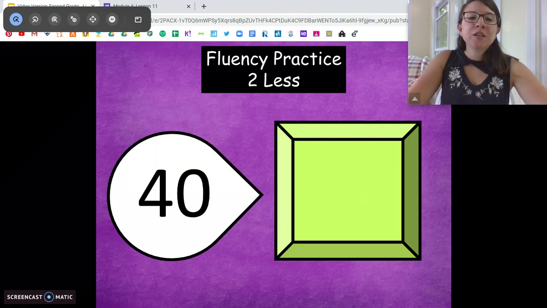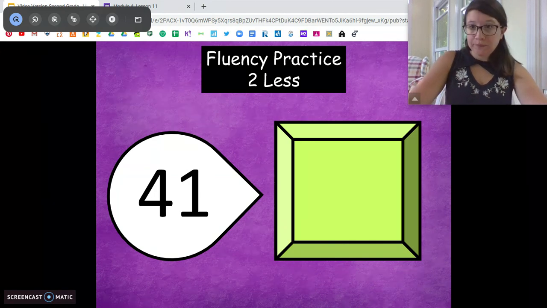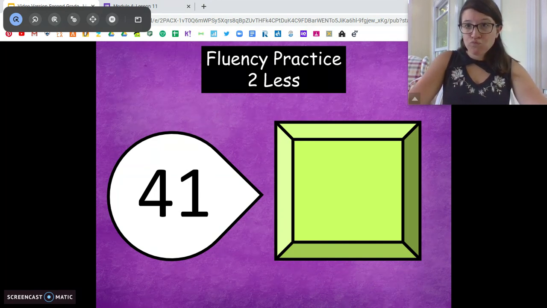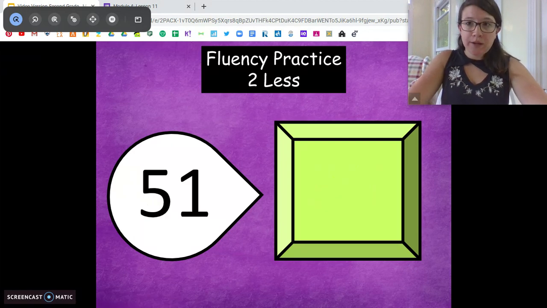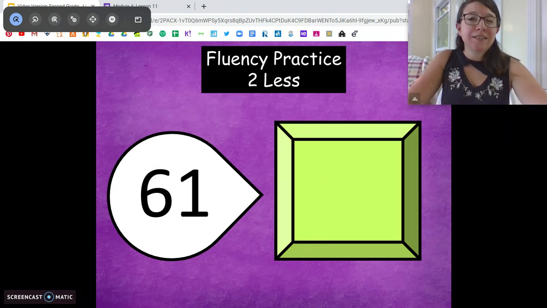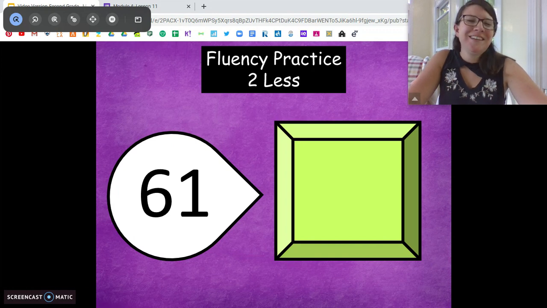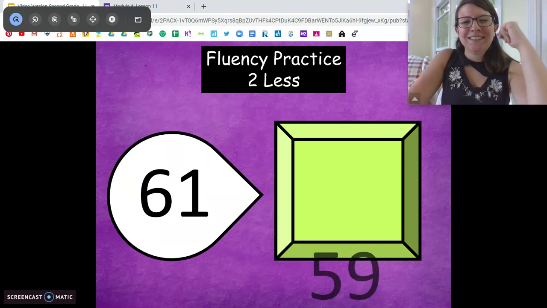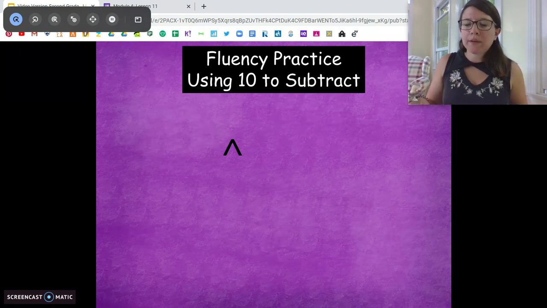2 less than 20. 18. Awesome. 2 less than 40. 38. Awesome. 2 less than 41. 39. Very good. 2 less than 51. 49. Very good. 2 less than 61. Use the pattern. Oh, the wink. 2 less than 61. 59. Awesome.